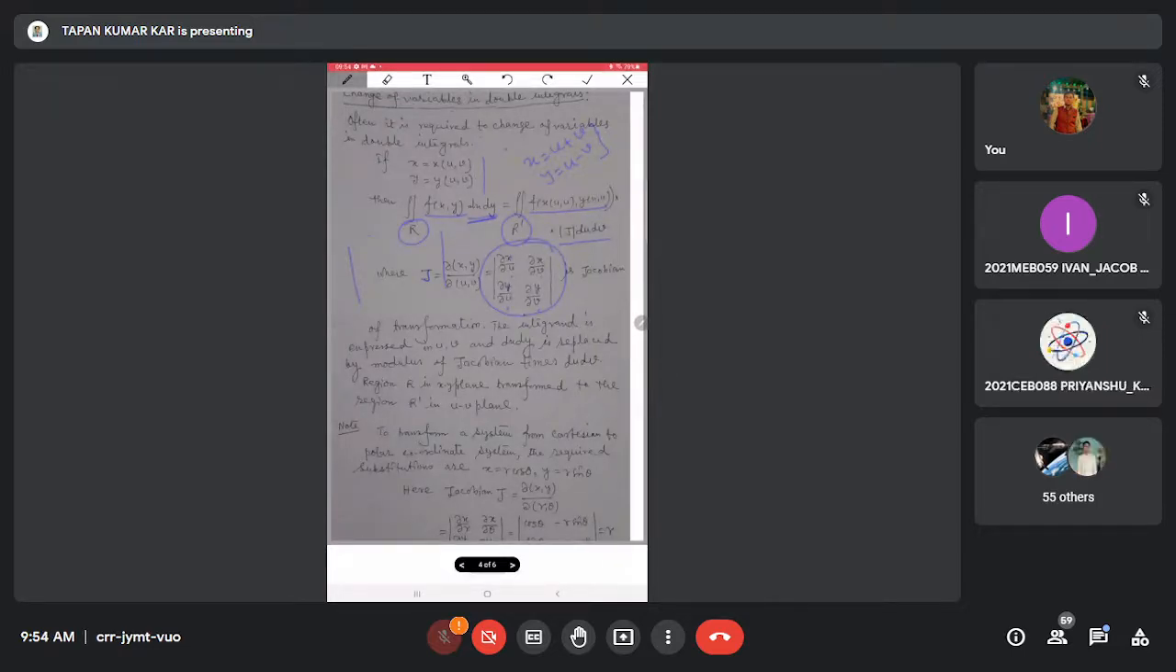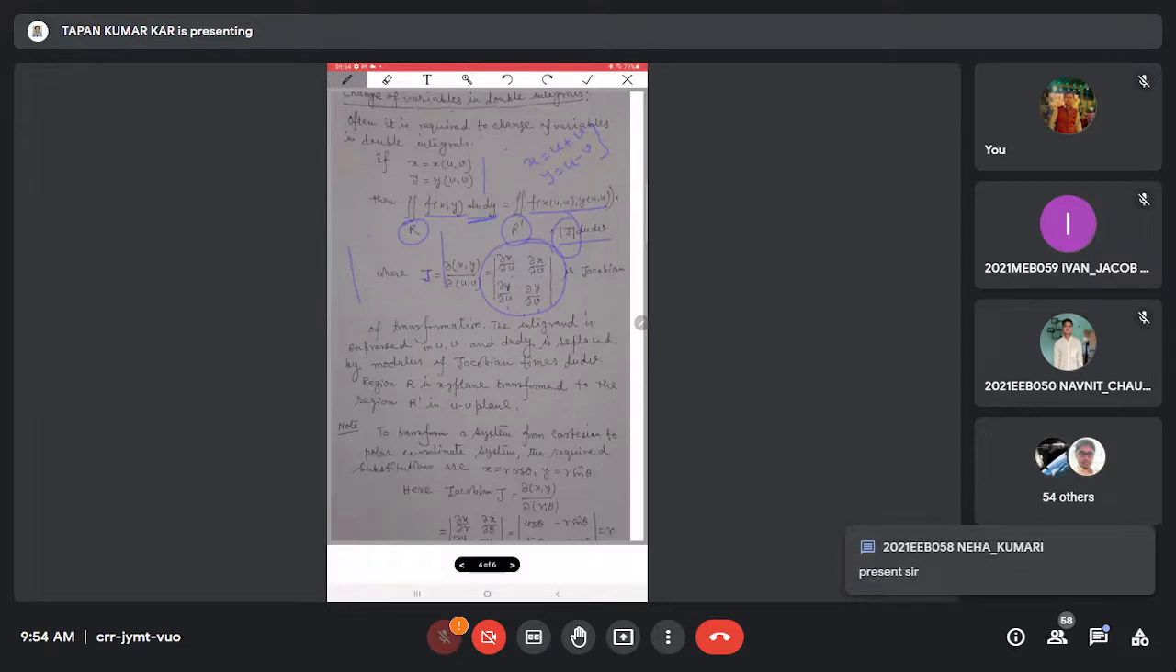Suppose x equals x(u,v,w), y equals y(u,v,w), z equals z(u,v,w). Then ∂x/∂u, ∂x/∂v, ∂x/∂w, and in this way you will get a 3 by 3 determinant. So whenever you are given a transformation, you have to evaluate the Jacobian, remember, and here you will consider the modulus of J.